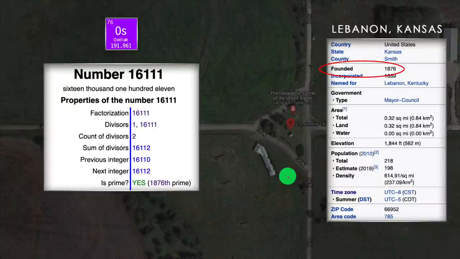So let's go a little bit further. I decided to look into Lebanon, Kansas. Remember, Kansas is where the Wizard of Oz originated from. Lebanon, Kansas, the heart of the geographical center of the United States, was founded in the year 1876. And I decided to check it out at numberempire.com.